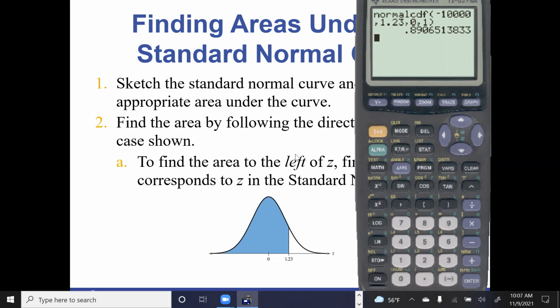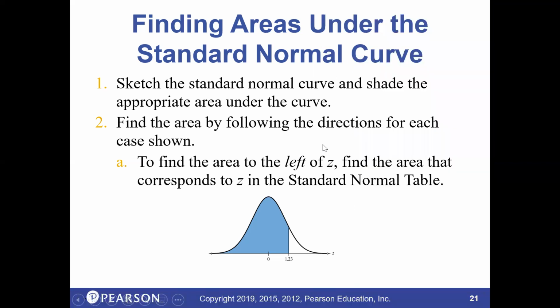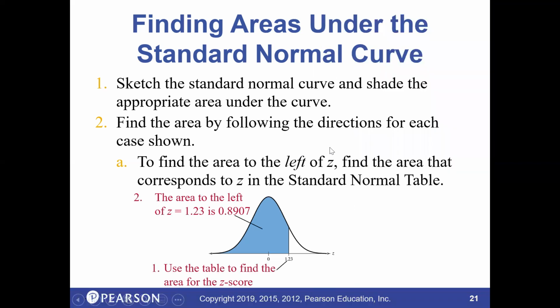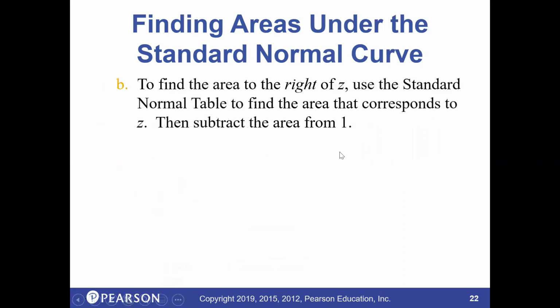Boom. Okay, let's go the other way then. There's my z-score, 0.8907. Sometimes we actually want the area to the right. So here it is. Can you tell me what is the area to the right of 1.23? Let's do it the easy way first. You guys ready? The super easy way.